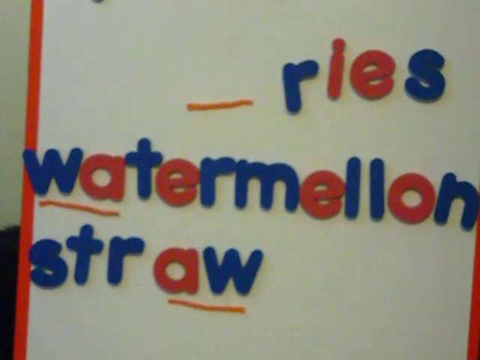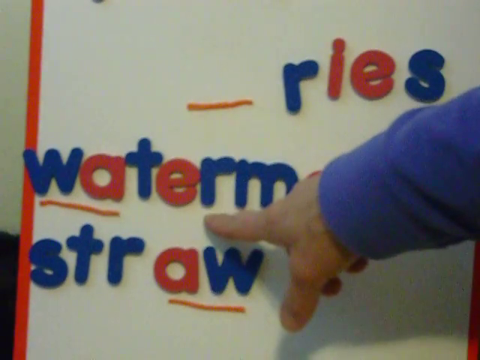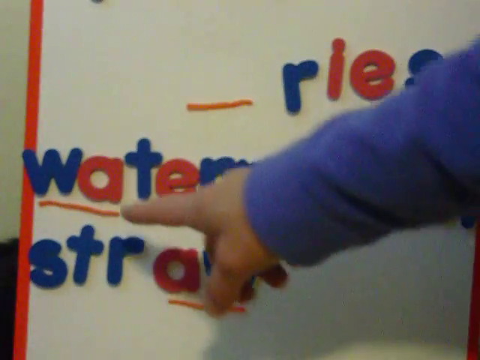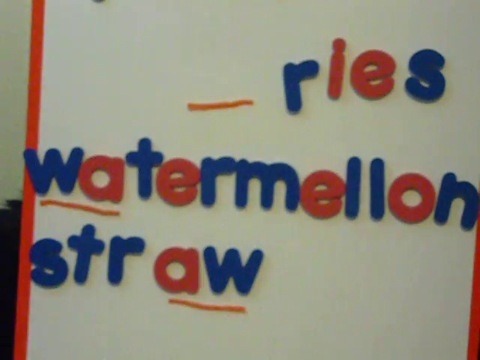Shadow. Okay, so ER usually says er. The most important thing I wanted you to try to teach a child, if you think they're ready, is an A by W makes the sound, short O.